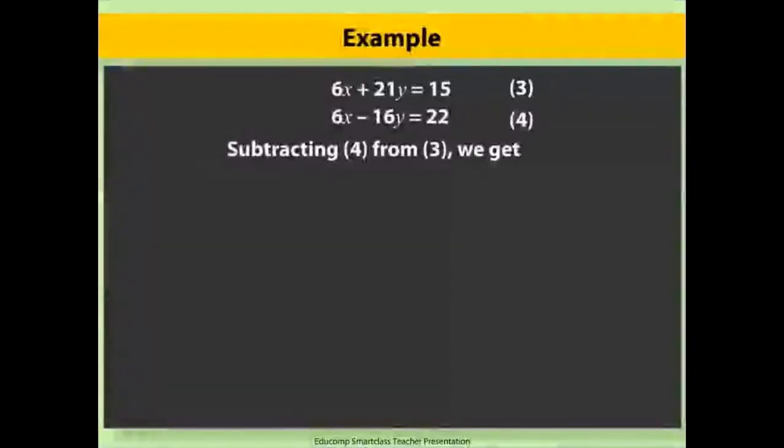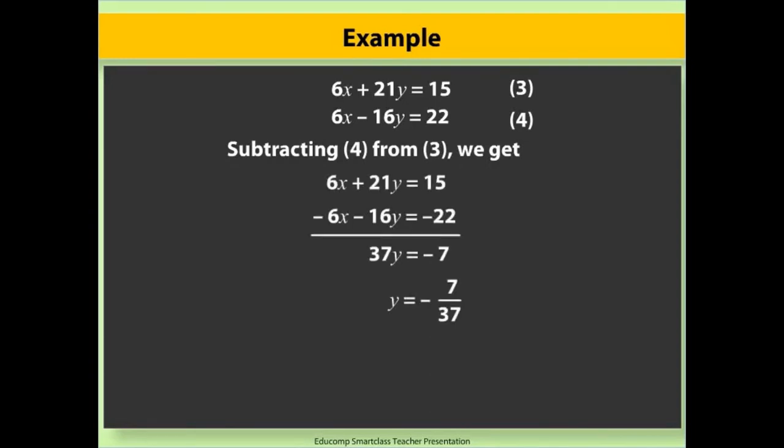6x + 21y = 15 is Equation 3. 6x - 16y = 22 is Equation 4. Subtracting equation 4 from 3, we get 6x + 21y = 15 minus 6x + 16y = -22, which gives 37y = -7. So y = -7 upon 37.